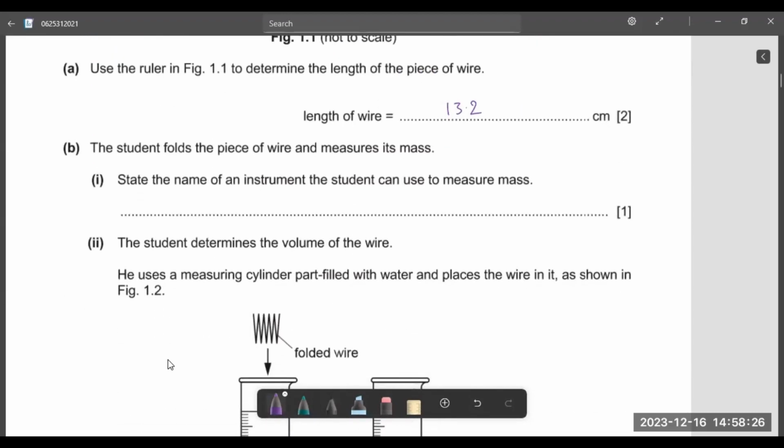Next, the student folds the piece of wire and measures its mass. State the name of an instrument the student can use to measure mass. So for measuring mass, we can use a beam balance.